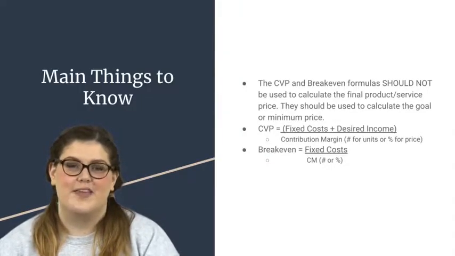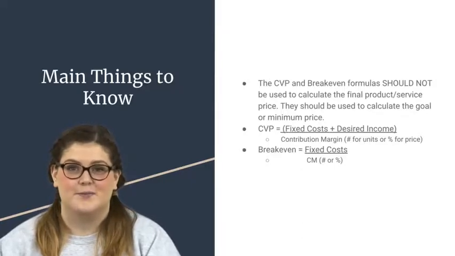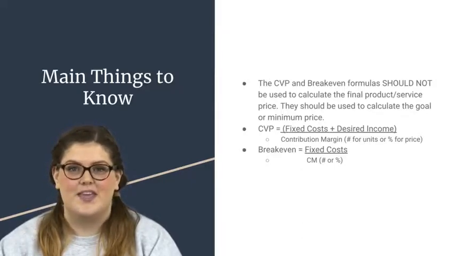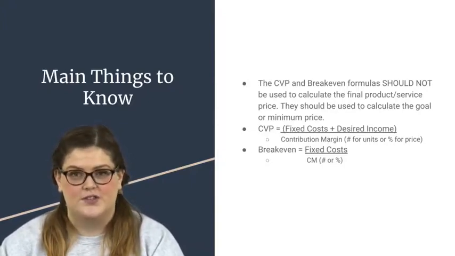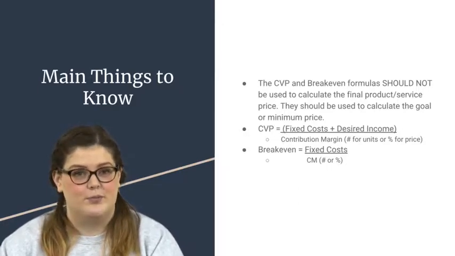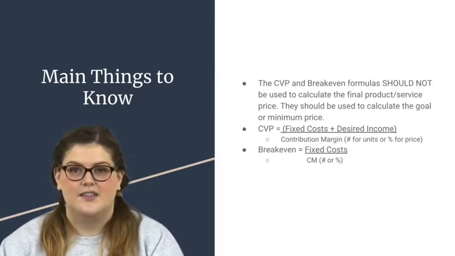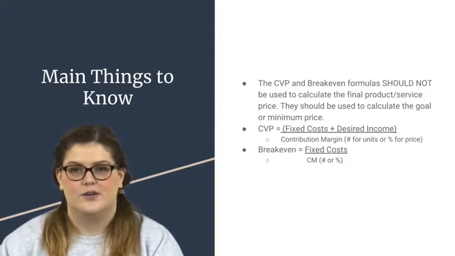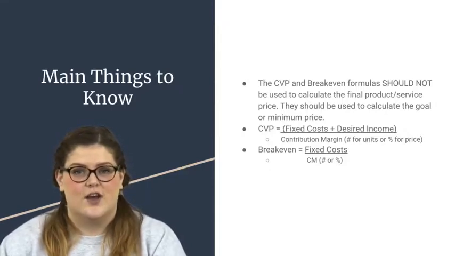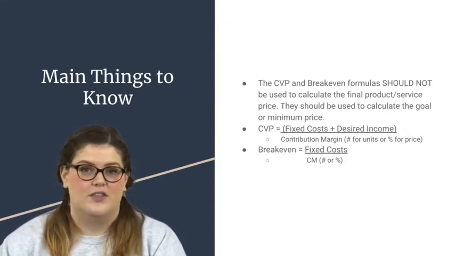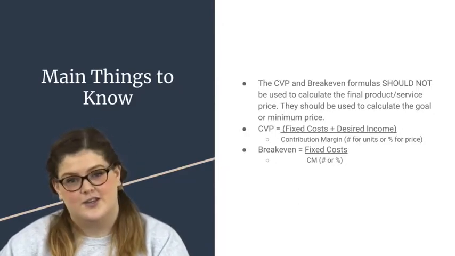Here are a couple of the main things you would want to take away from this presentation. The CVP and break-even formulas should not be used to calculate your final product or service price. They should be used to calculate the goal or the minimum price. CVP is equal to fixed cost plus desired income over your contribution margin, whether it's in units or percentage. Your break-even will be your fixed costs over your contribution margin, whether it is, again, numbers or percentage.